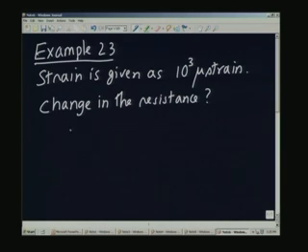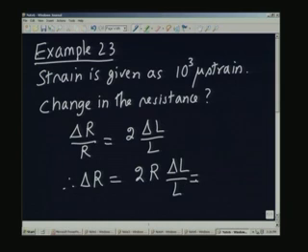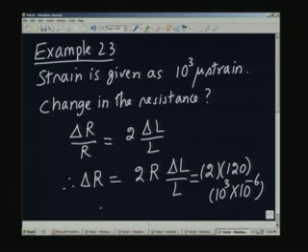So, if you remember, we have delta R by R from the strain gauge theory is nothing but 2 times delta L by L. The 2 is the gauge factor, and therefore, I can say that delta R equal to 2 into R into delta L by L, 2 into 120 ohms, delta L by L is 10 to the power of 3 microstrain, which will be 10 to the power of 3 into 10 to the power of minus 6, and if you work it out, it comes to 0.24 ohms.